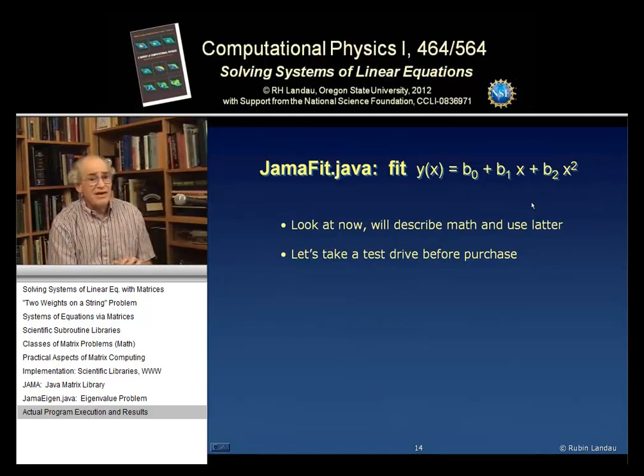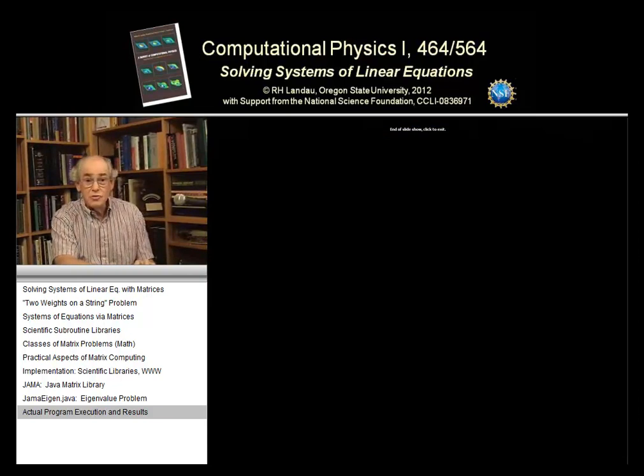But before we get on, I'm tired. You should be tired. Before you try to use this for anything significant, let's go to the lab and try using JAMA. Use it on some sample test problems. So let's do that now.